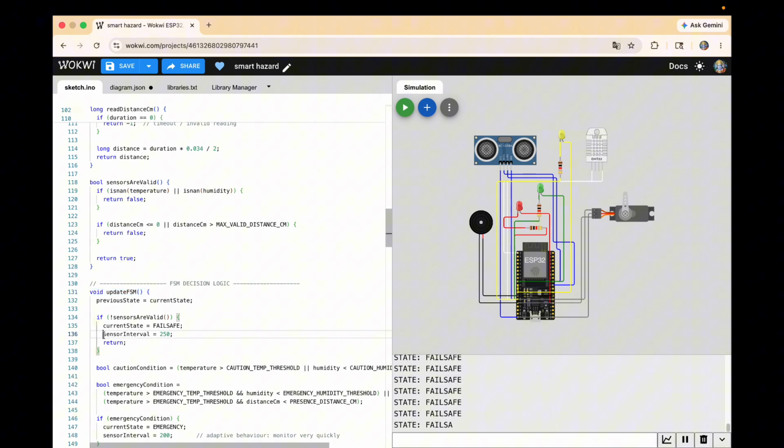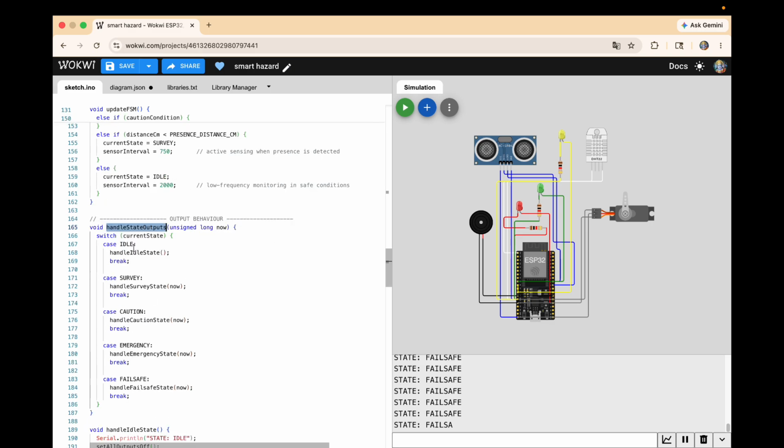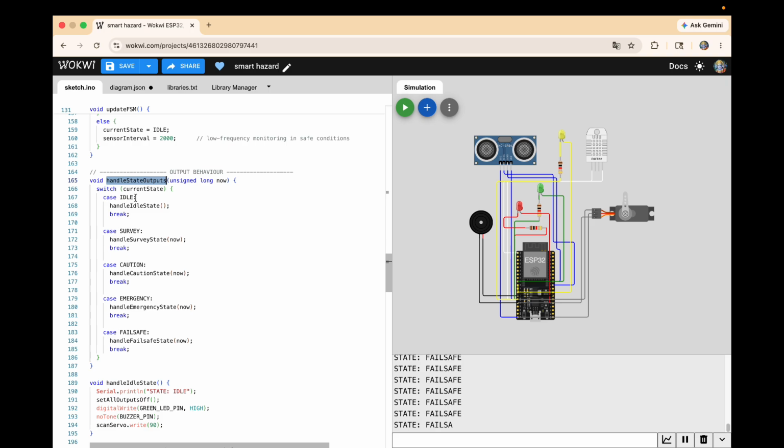And this is the sensor interval. The system also uses adaptive monitoring intervals, so that in emergency conditions it is monitored more frequently. And this one handles state outputs. This function controls the LEDs, buzzer, and the servo behavior for each FSM state.